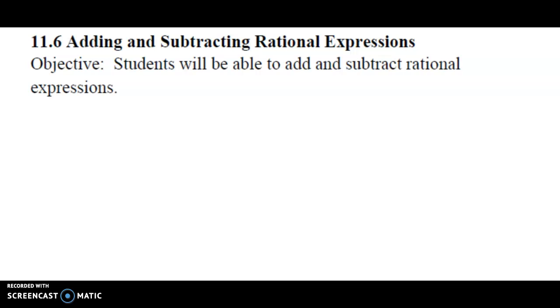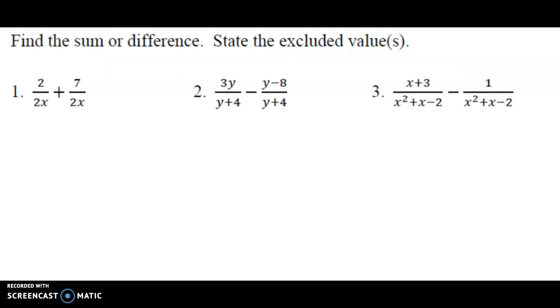Today we are going to start lesson 11.6, adding and subtracting rational expressions. The first part of today is we are going to find the sum or difference of these rational expressions, and we have to state the excluded values.